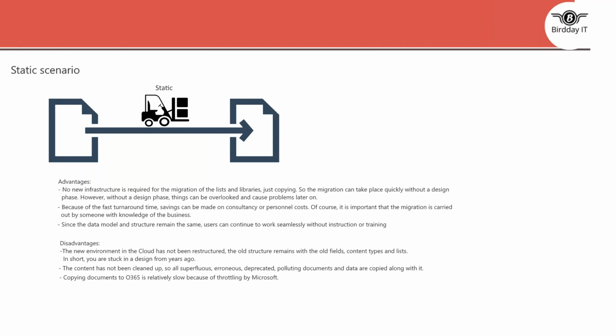The third disadvantage is that copying documents to Office 365 is relatively slow because of throttling by Microsoft. Your connection can be very quick, but Microsoft will put the documents in a waiting list to transfer them one by one. So the speed of Microsoft is leading and not your speed.